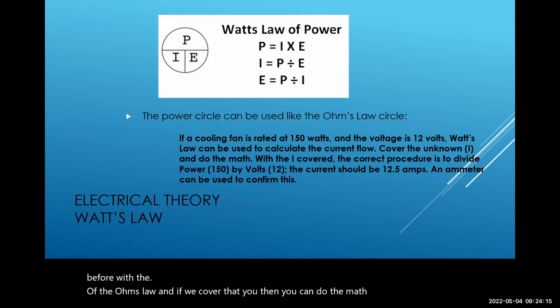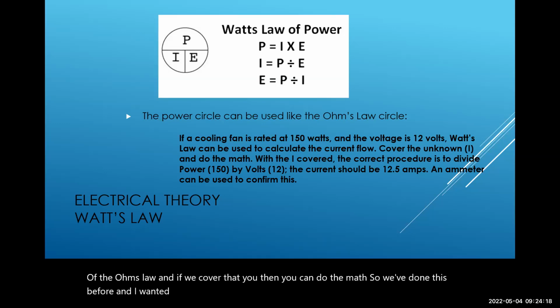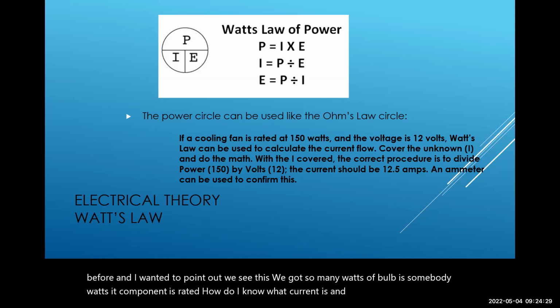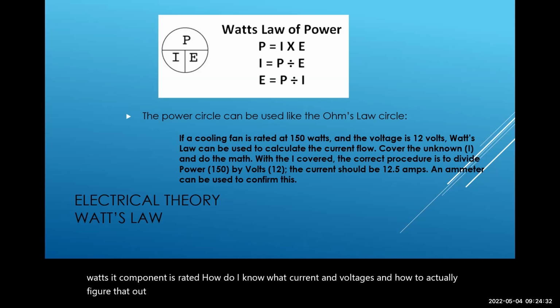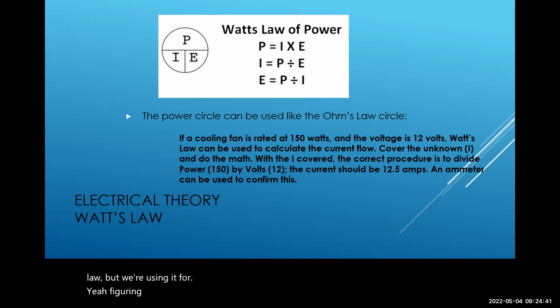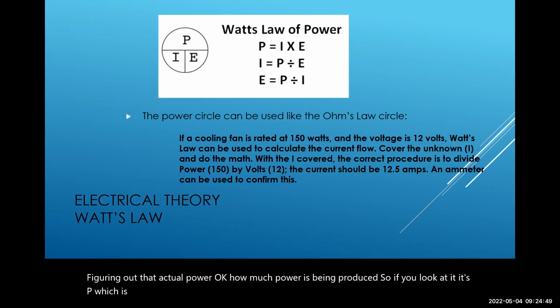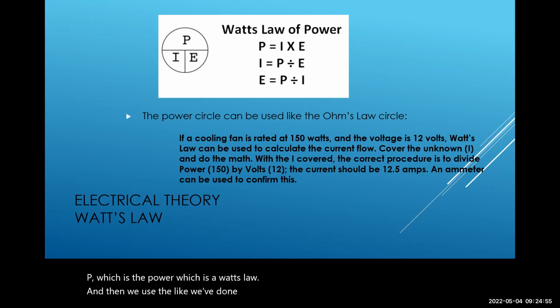So we've done this before, and I wanted to point out, we see a bulb is so many watts, a component is rated so many watts. How do I know what the current is and the voltage is, and how do I figure that out? Basically, figuring out Watt's law is very similar to Ohm's law, but we're using it for figuring out the actual power, how much power is being produced. So if you look at it, it's P, which is the power, which is Watt's law.